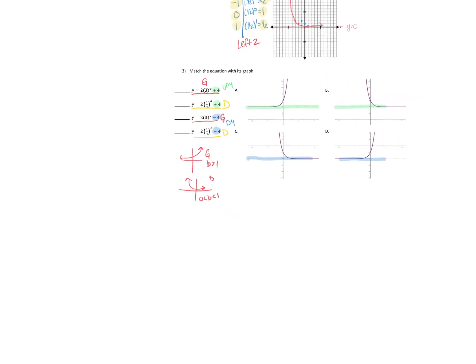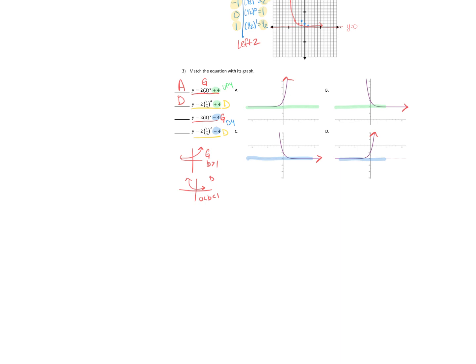So then after narrowing it down like that, I can see that I have a growth graph with an upshift is going to be represented with A, and a growth graph with a downshift is going to be represented by D, because both these are going up on the right side. Now, these ones are approaching the asymptote on the right side, so I know these are both decay graphs, B and C. B is shifted up.